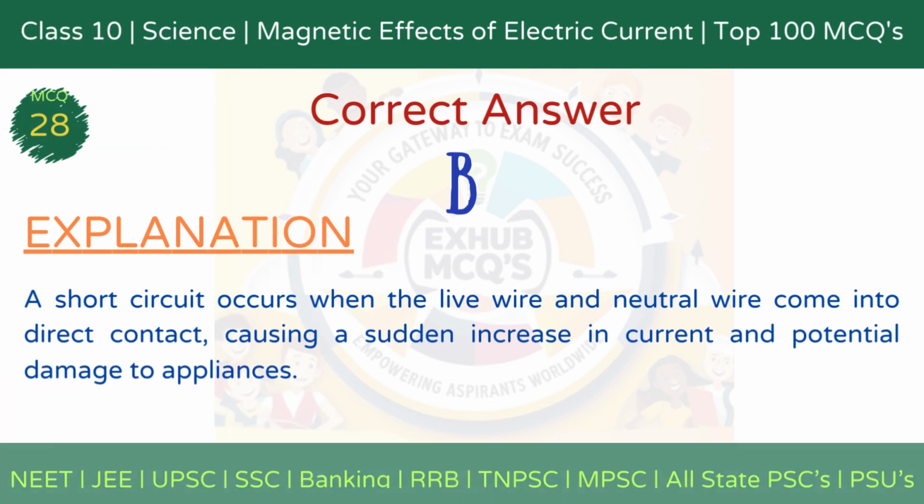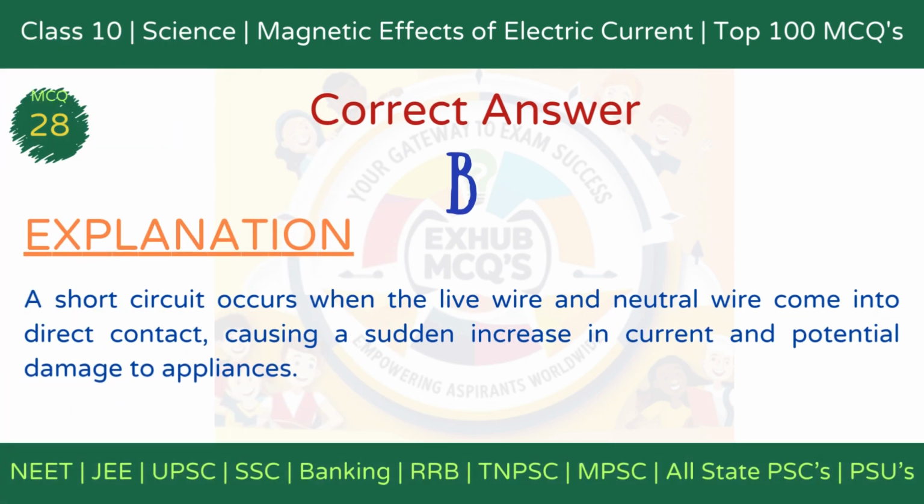The correct answer is option B, live wire and neutral wire touch. Explanation. A short circuit occurs when the live wire and neutral wire come into direct contact, creating a low resistance path that results in a sudden surge of current.